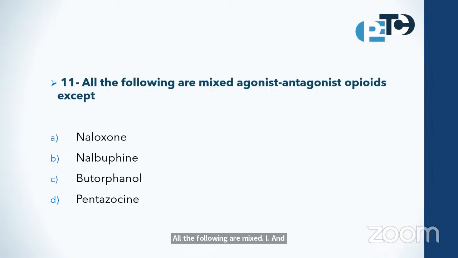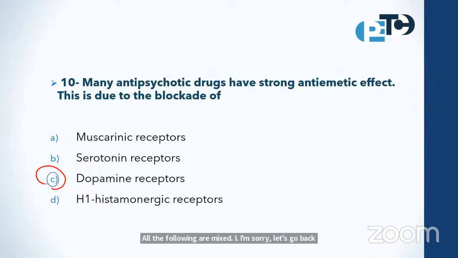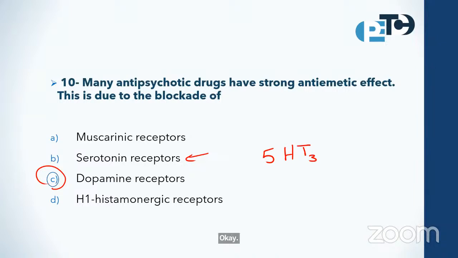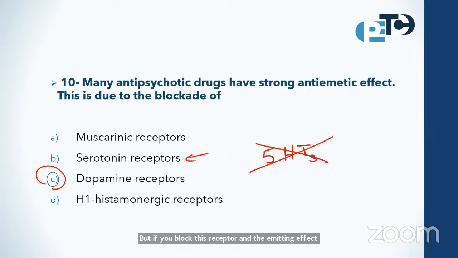I'm sorry, let's go back to the previous one, because some of you answered the serotonin receptor. Which serotonin receptor leads to emesis? When serotonin binds to 5-HT3 as an agonist, or if a drug is an agonist to this receptor, emesis will happen. But if you block this receptor, an antiemetic effect will happen. This effect happens with the group of drugs ondansetron, palonosetron, and dolasetron also.